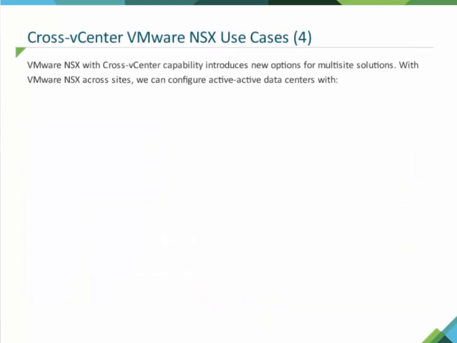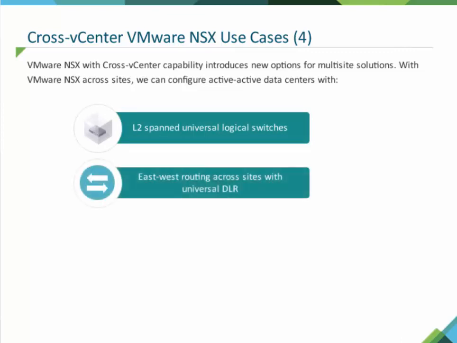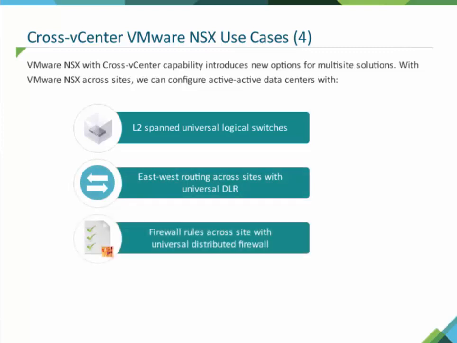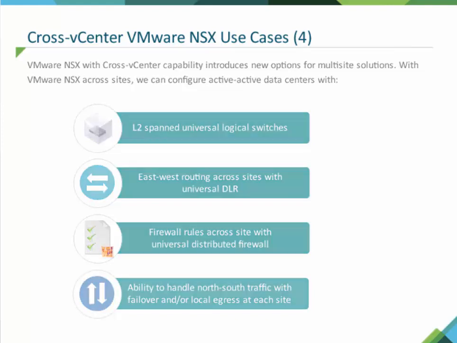VMware NSX with Cross vCenter capability introduces new options for multi-site solutions. With VMware NSX across sites, we can configure active data centers with L2 spanned universal logical switches, east-west routing across sites with universal DLR, firewall rules across site with universal distributed firewall, ability to handle north-south traffic with failover and/or local egress at each site.